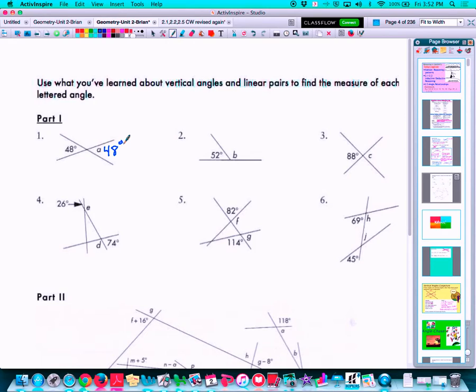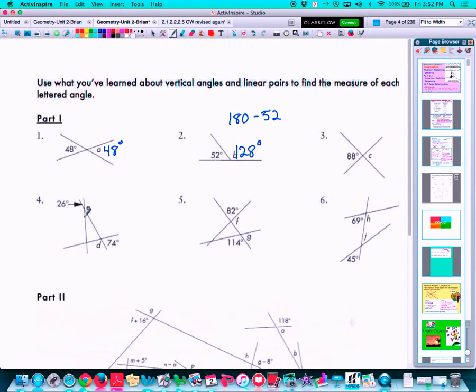Looking at number 2, we know that 52 degrees and B are a linear pair of angles. And so a linear pair of angles add up to 180 degrees. So if you take 180 minus 52 degrees, what does that give us? 128. So 128 degrees. Please put the degree symbol next to these, not just 128, but 128 degrees. So that's the idea on these.